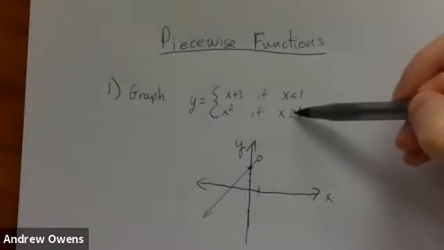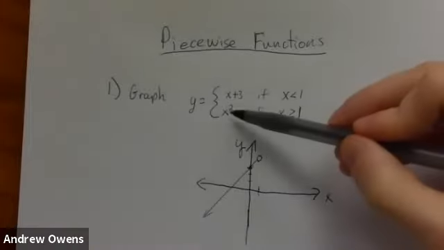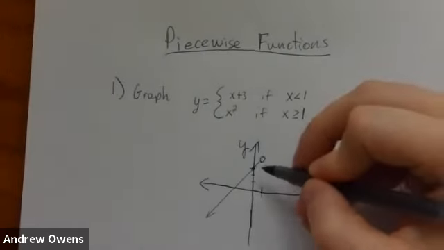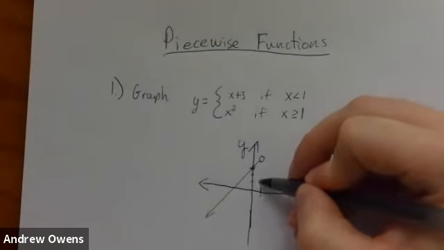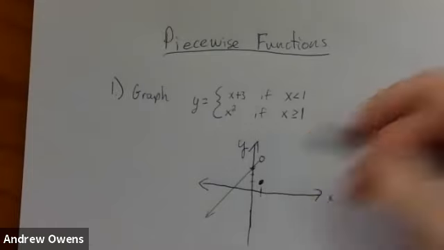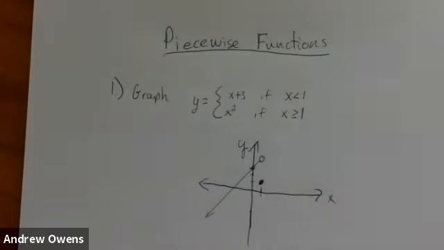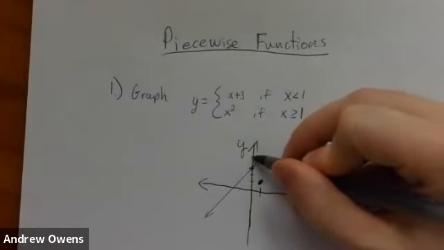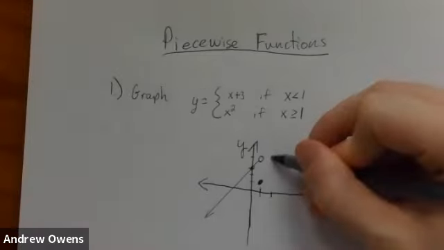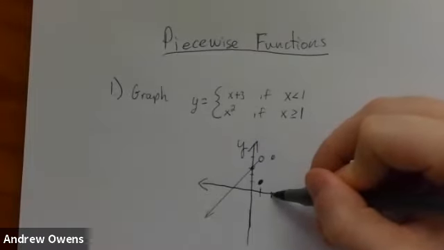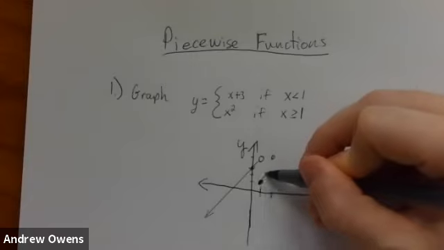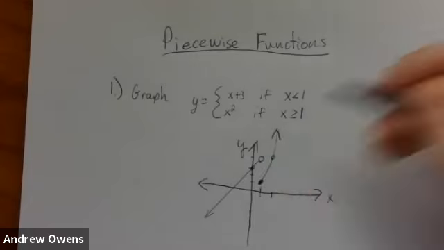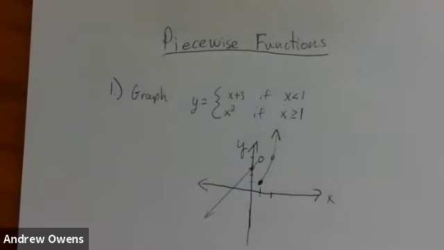Then, if x is greater than or equal to 1, we use the rule x squared. If x is 1, then x squared is 1. And we're going to fill in the circle because we have equality here. And then we draw our function x squared, which goes through the point 2, 4 as well. And we have drawn our piecewise function.